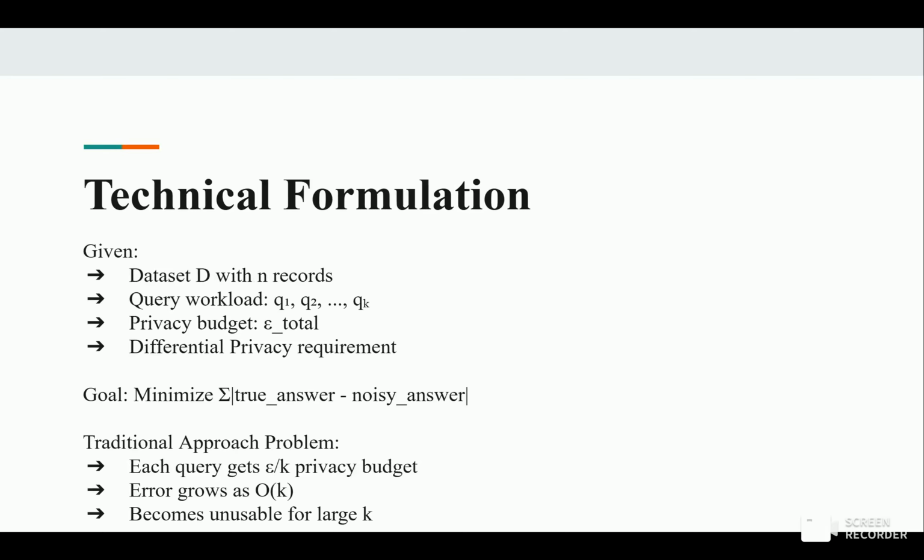So this is my technical formulation. We have a dataset D with n records. We need to answer k queries. This could be averages, counts, or other statistics. We have a total privacy budget, epsilon total, that we must respect for differential privacy. Our goal is to minimize the total error, the sum of the differences between true answers and noisy answers. The traditional approach allocates epsilon over k to each query, which means error grows linearly with k. By the time you reach 50 or 100 queries, the system becomes unusable. This is the challenge that we are addressing.